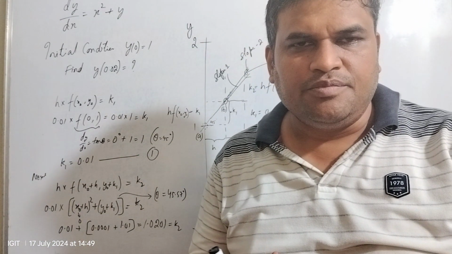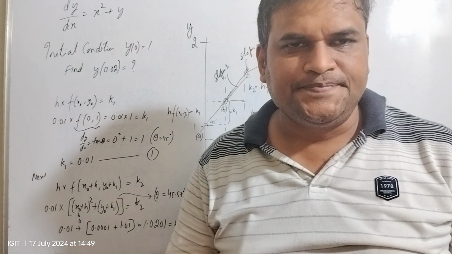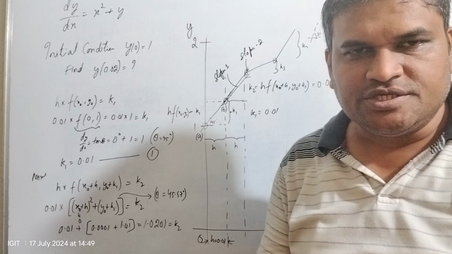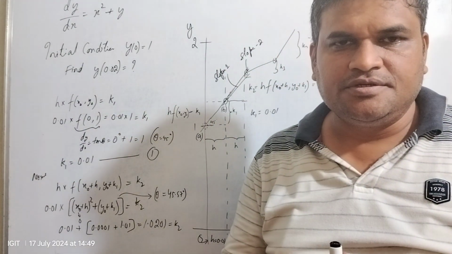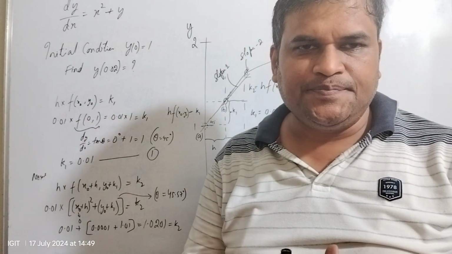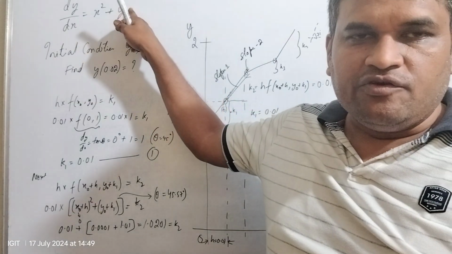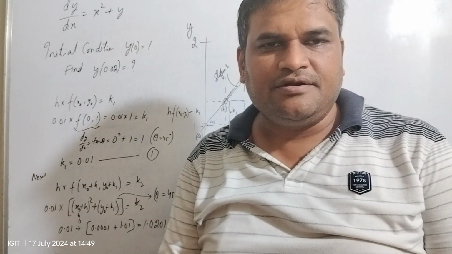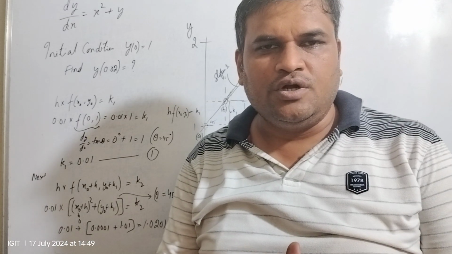We are going to learn about the second order Runge-Kutta method. Let us take an equation first. The equation is dy/dx = x² + y, with the initial condition that y(0) = 1.